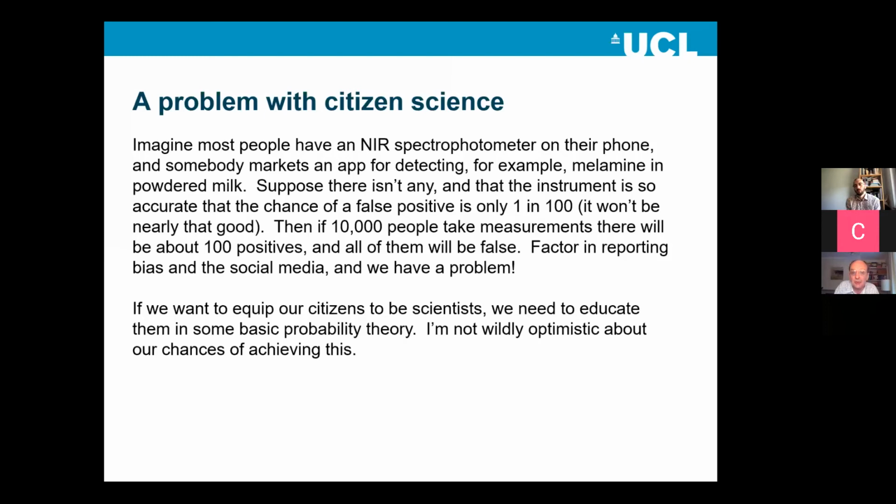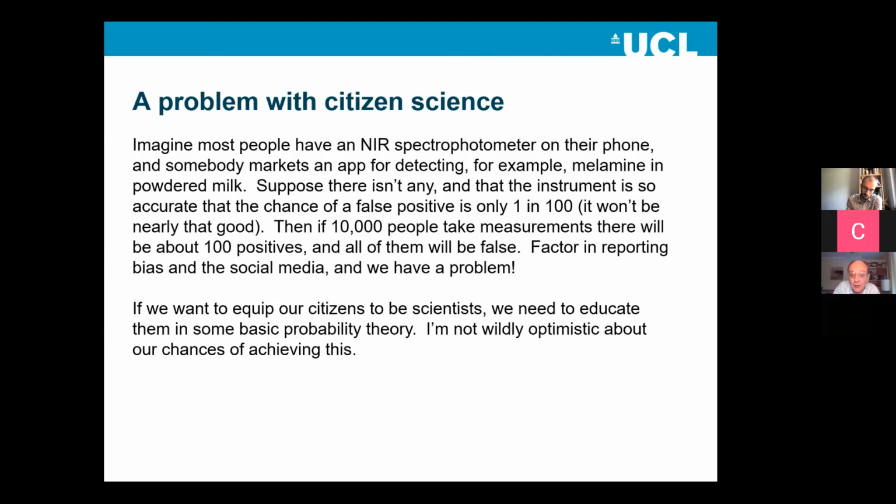Now you add reporting bias: the false positives will get reported, all those negatives won't get reported, and the social media. And so somebody goes up on Twitter saying, there's melamine in my milk. Everybody takes their mobile phone out, measures their milk, and quite a lot of them will get false positives, and they'll all go on Twitter as well. And you have an enormous problem. And I don't know what the solution to that is.